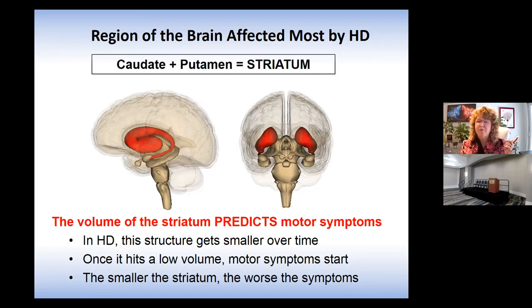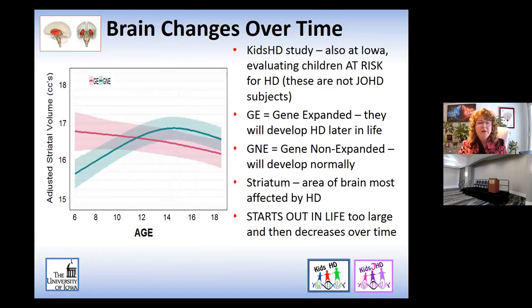So that's an area of the brain that we want to focus on in all studies of Huntington's. And this is actually a graph of kids who don't yet have Huntington's disease, meaning that they don't have JoHD. This is from our Kids HD study. But we see that kids who carry the gene, who are going to get it later on in life, they're in the red here in this graph. That's the red area. And I want to call your attention to the fact that the y-axis, the vertical axis, is how big the striatum is.